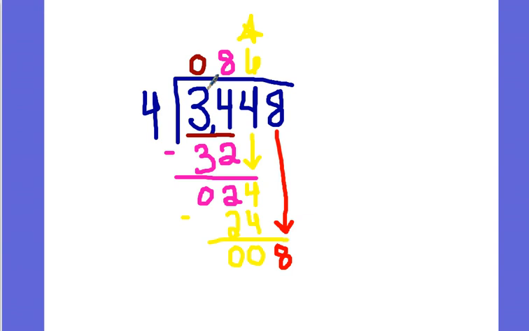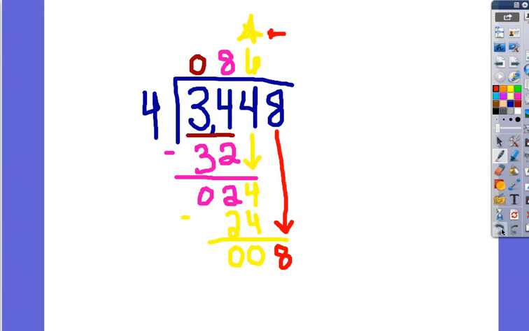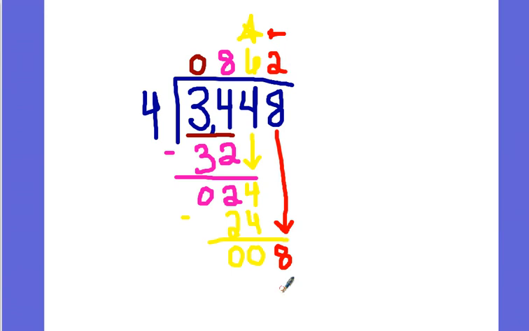Okay, 4 times what equals 8. So I know that 4 times, oh man, pen's wacky. 4 times 2 is 8. Okay, so put that underneath here. Subtract and get 0. Alright, I'm done because there's nothing else that I can bring down here, and I ended at a 0, so there's no remainder. So my answer is 862.